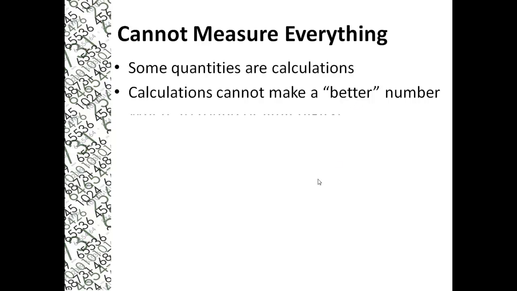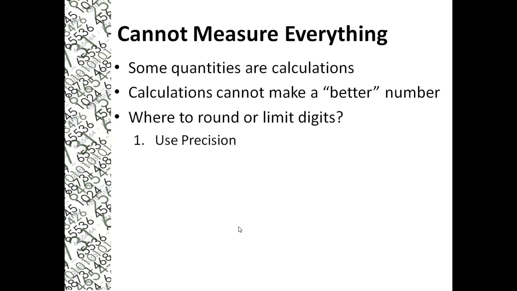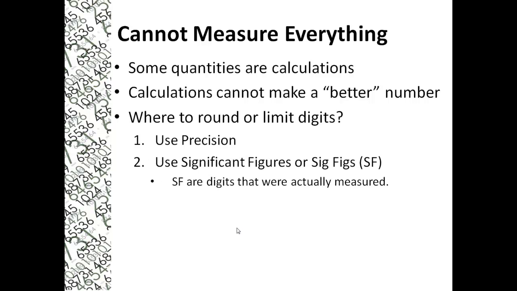So that always brings up, well, where do you round? What is the factor that limits the digits? And in math classes, you're probably just told, oh, go to 3 places or 2 places or 1 place or whatever, and it was never really explained why. Well, here is why. It's because of the precision, and it's because of significant figures. We'll talk more about that in a minute, but basically a significant figure, or sig fig, or just SF, is a digit that was actually measured.